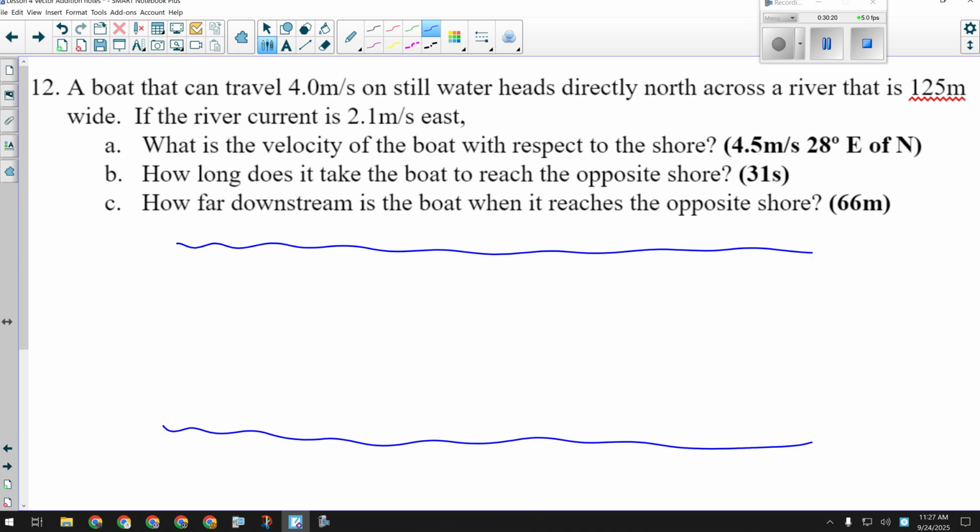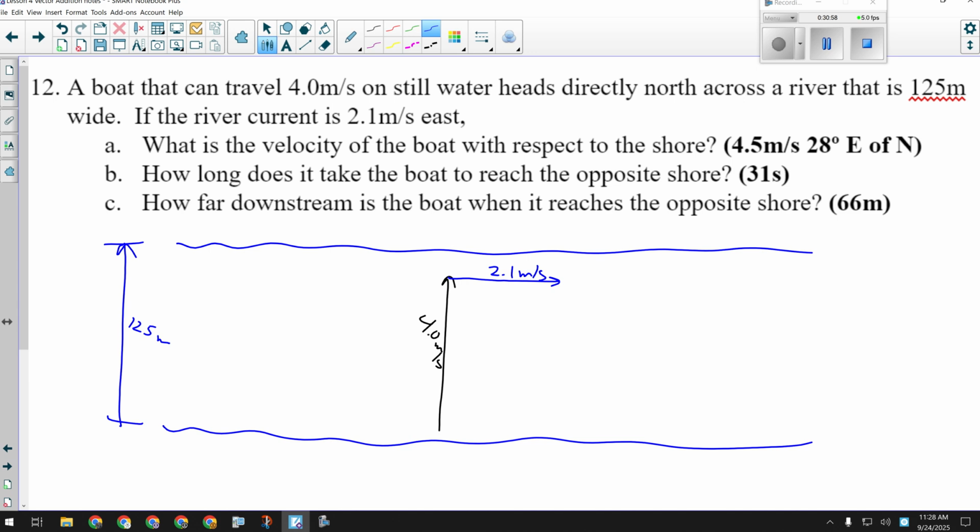It says that you have pointed the boat that you are rowing this way. And that's the way you're rowing it. It is not the way you are going. It's going to end up going downstream. So 4.0 meters per second. We also know that the river current is 2.1 meters per second east. So I'm going to put that on here, slightly more than half as long as my rowing line. And the river is 125 meters wide, so that's this direction, 125 meters.